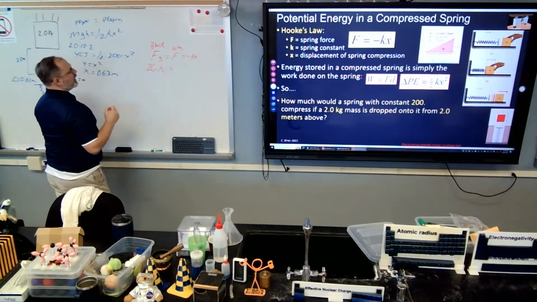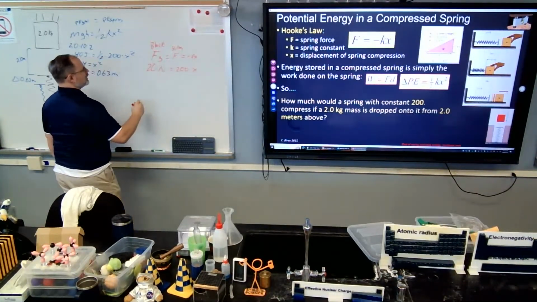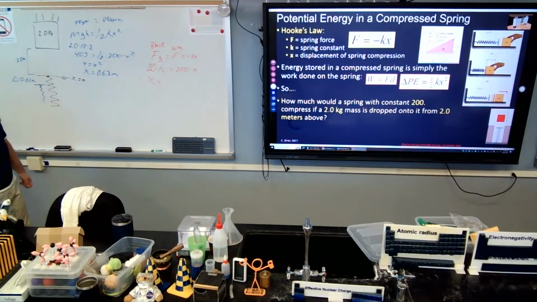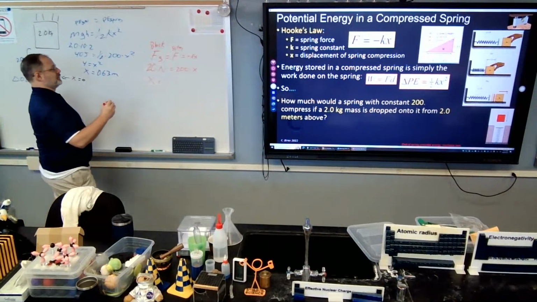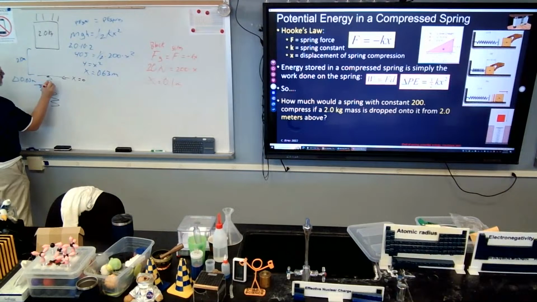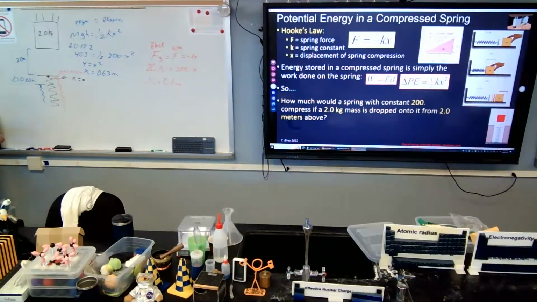Yeah. And we said that the k is 200 times x. So the x is how much when the spring returns? 0.1 meters. So it only goes here at delta x equals 0. So the 0.63 is how much it goes initially once it first dropped.